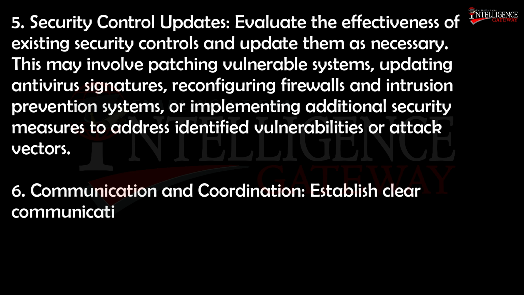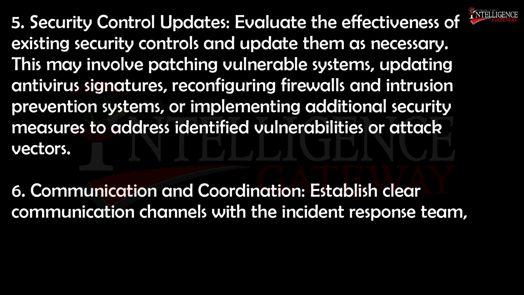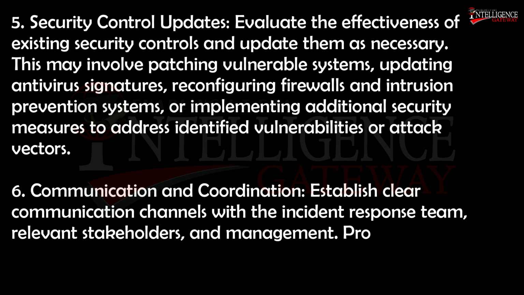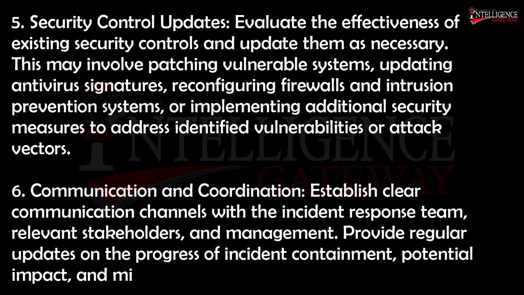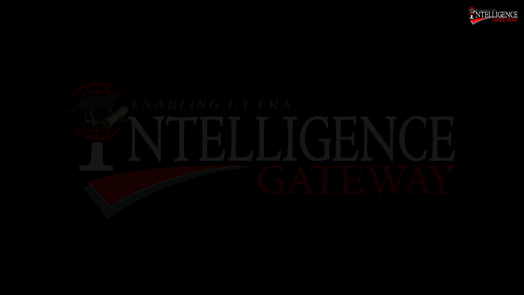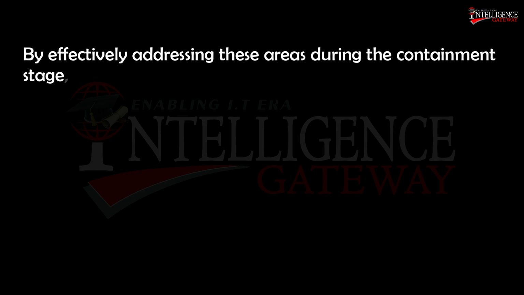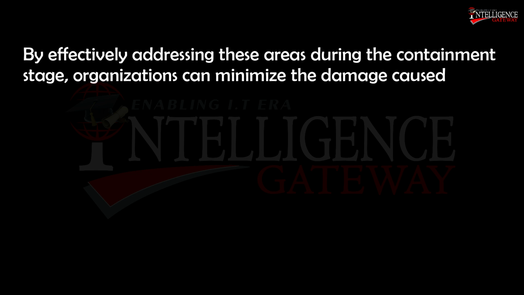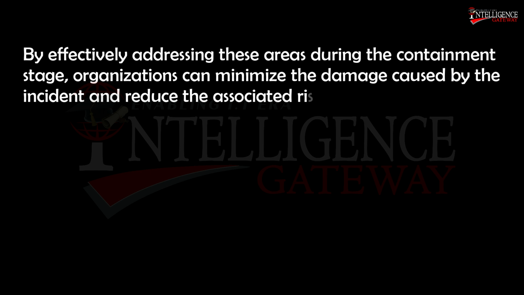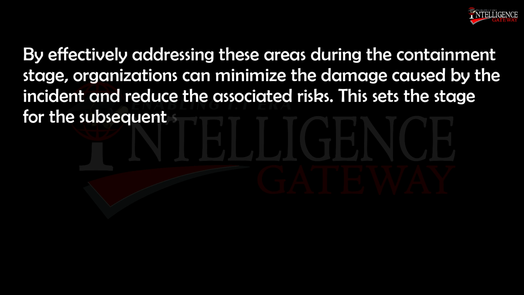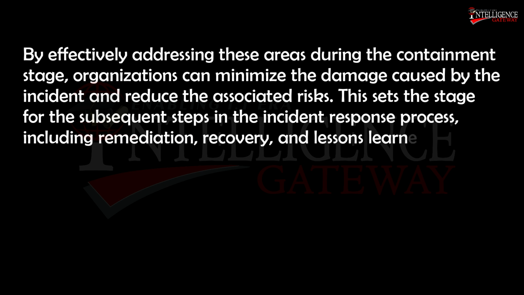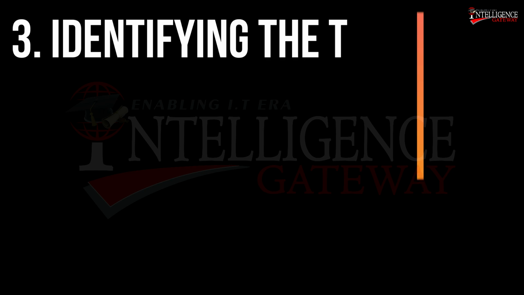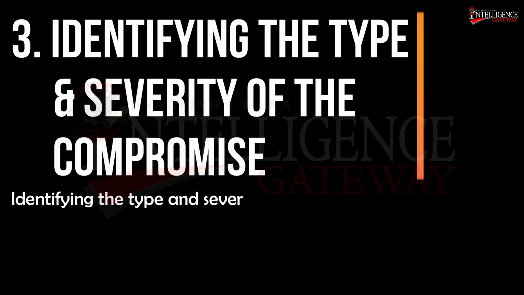6. Communication and coordination. Establish clear communication channels with the incident response team, relevant stakeholders, and management. Provide regular updates on the progress of incident containment, potential impact, and mitigation efforts. By effectively addressing these areas during the containment stage, organizations can minimize the damage caused by the incident and reduce the associated risks. This sets the stage for the subsequent steps in the incident response process, including remediation, recovery, and lessons learned. 3. Identifying the type and severity of the compromise.